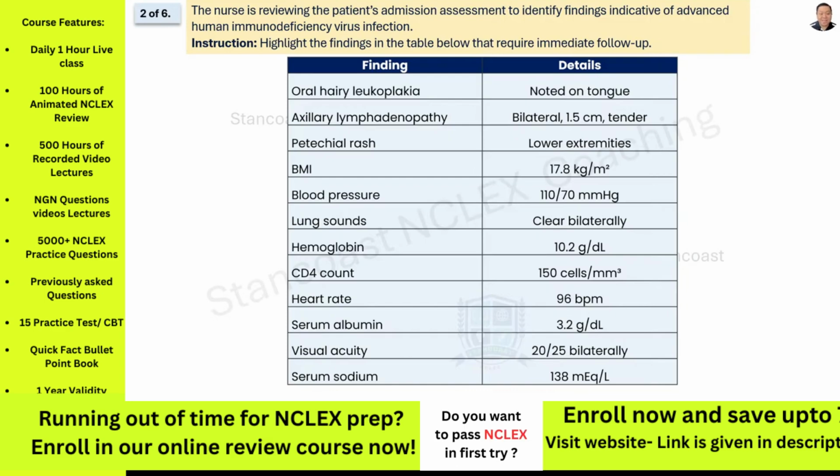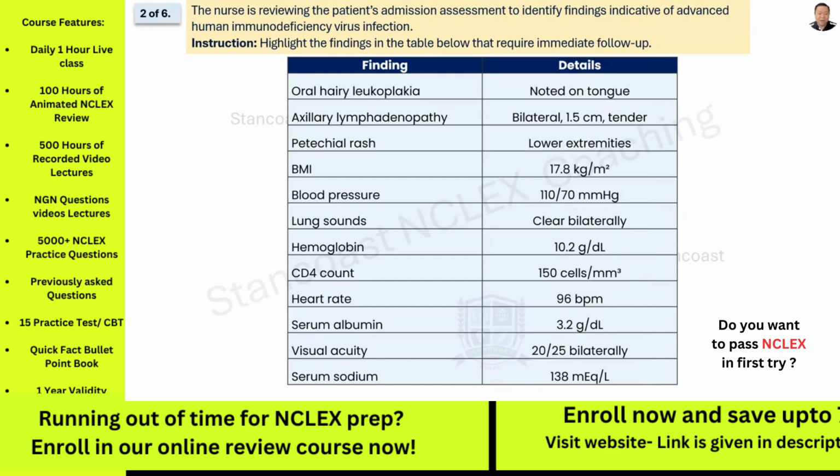Now, in this test item, you're assessing a newly admitted patient who has HIV. So the key here is to figure out which assessment findings could mean the disease has progressed to an advanced stage, and your goal is to spot those red flags that need to be followed up on right away. Now, think in terms of how severe the immunosuppression is and whether there are signs of malnutrition or infections or complications like anemia or bleeding problems. And so one of those findings that you should highlight here is this one: the oral hairy leukoplakia noted on the tongue.